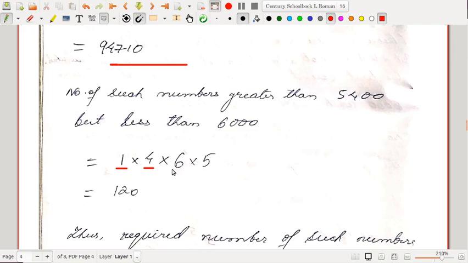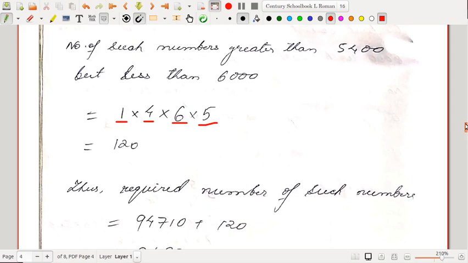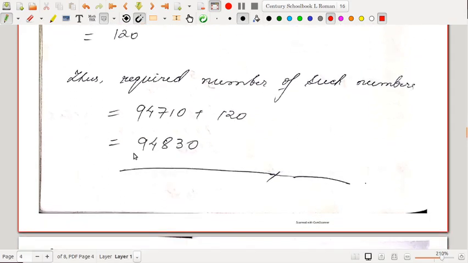For the third place there are 6 options, because I can place anything except 7 and 2, and except the first 2. Whatever I placed in the first 2 places, I cannot place again. So for the third place there are 6 options. For the fourth place there are 5 options. So the total is 120. There are 120 numbers which are greater than 5400 but less than 6000 and have those properties. Thus the required number of such numbers is 94830. So this should be the answer, 94830.